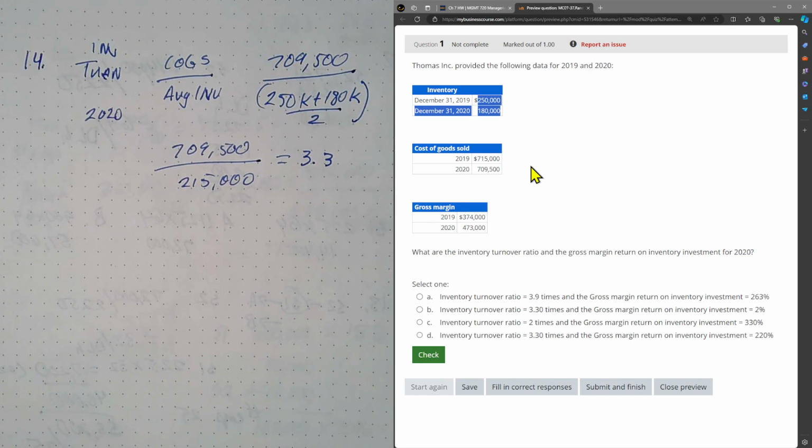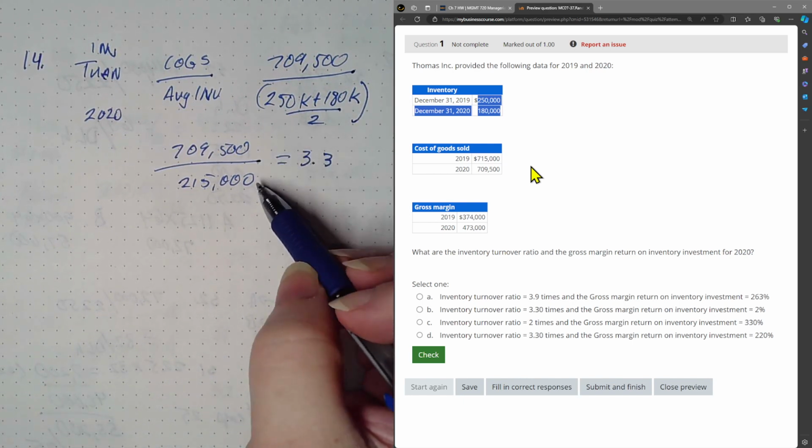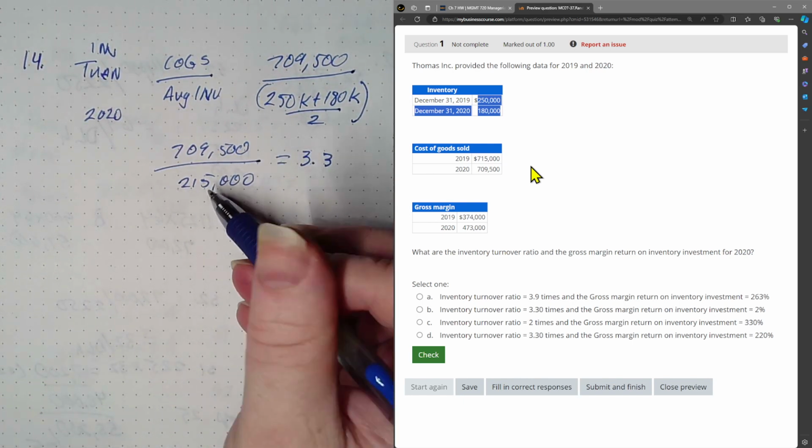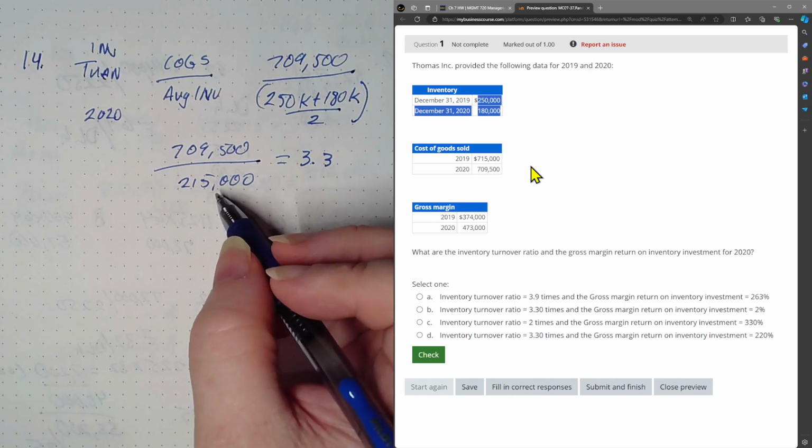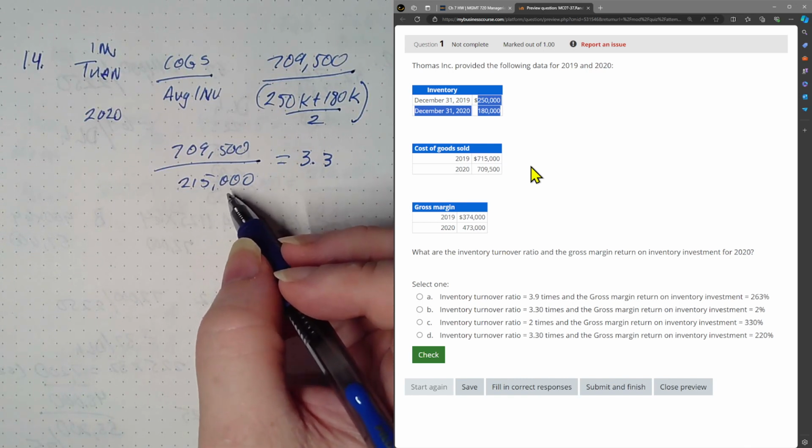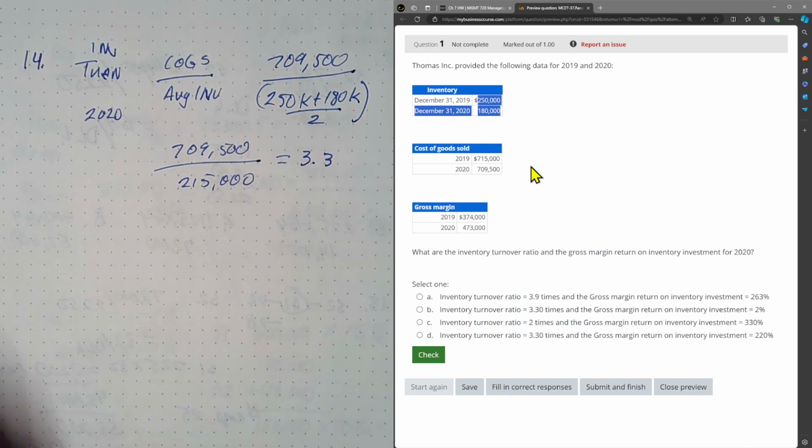But whichever case it is, if we implemented a lean manufacturing or just-in-time system, the goal is to drive the inventory turns up, because we want the average inventory to go down. We want the amount of inventory we're holding at any particular time to go down. That would make these turns go up.